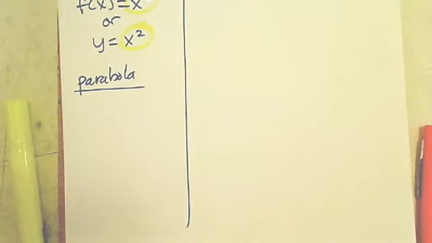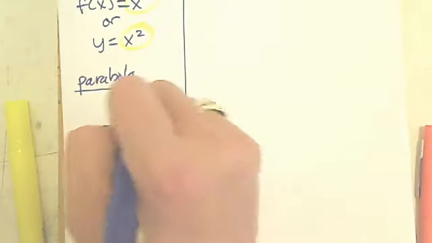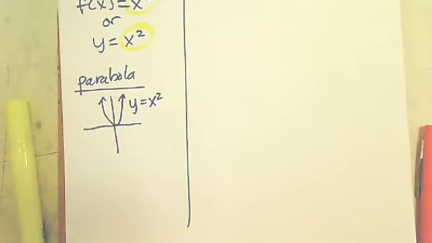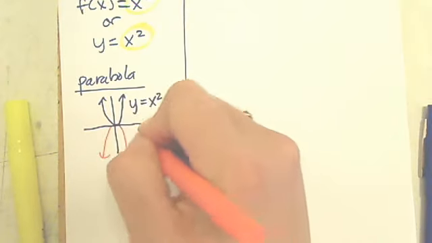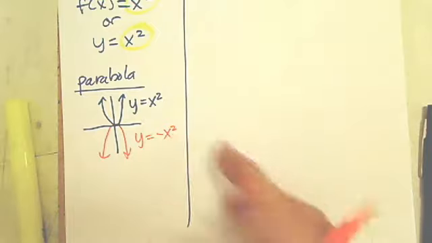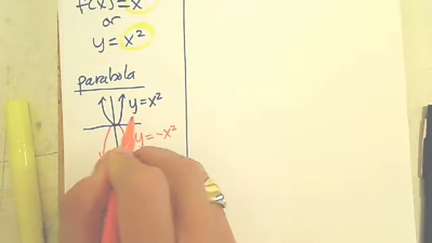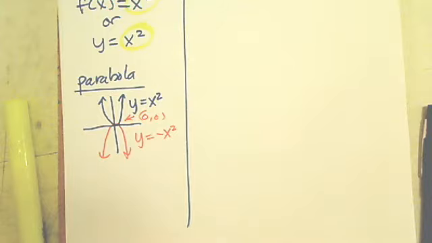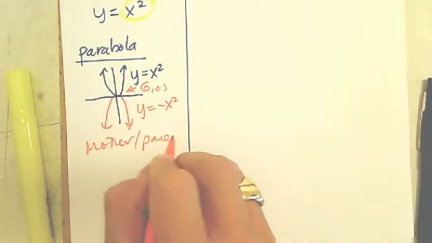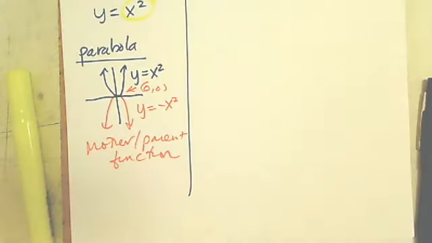Parabolas could be opening up. It could be positive, y equals x squared. It could be happy. Positive, happy. It could be sad. It could be negative. It could open down, y equals negative x squared. Guess what those are called? These equations right here. Well, they start at 0, 0. It's one of your family members. It's your mother function, or your parent function. Parabolas: 0, 0, y equals x squared, y equals negative x squared. Okay?